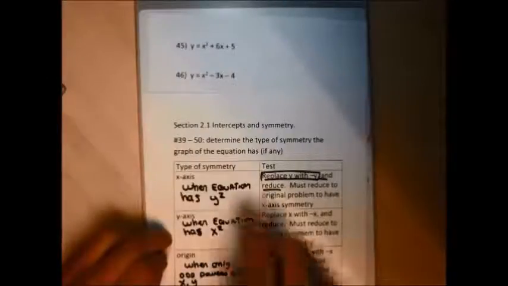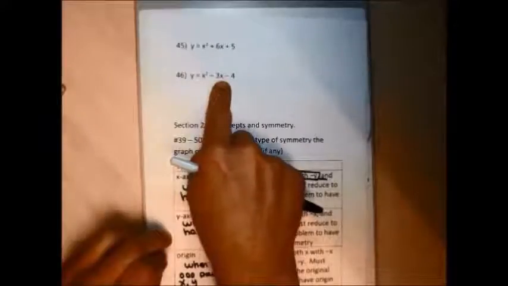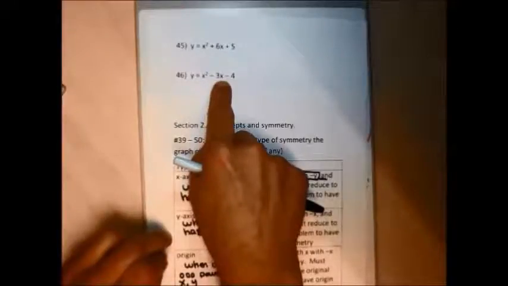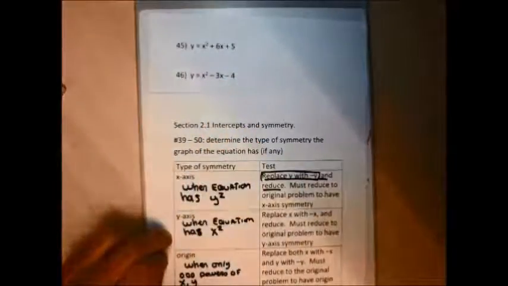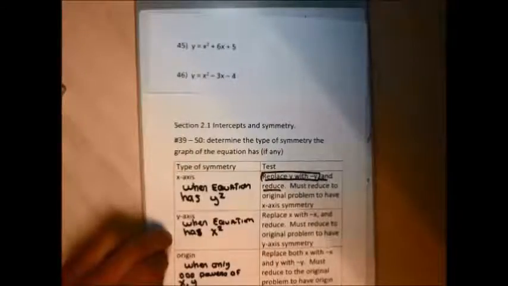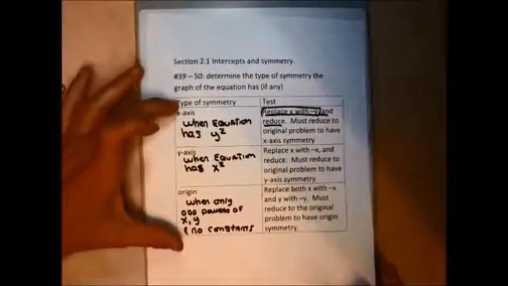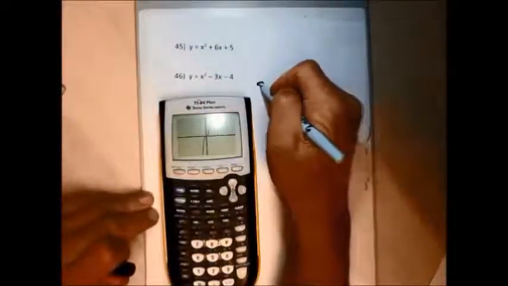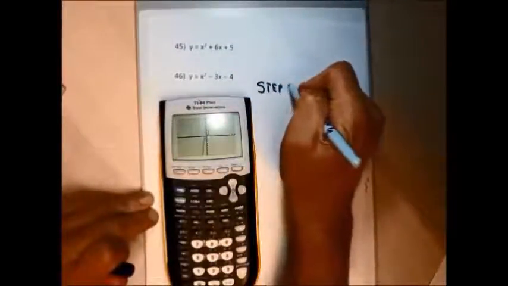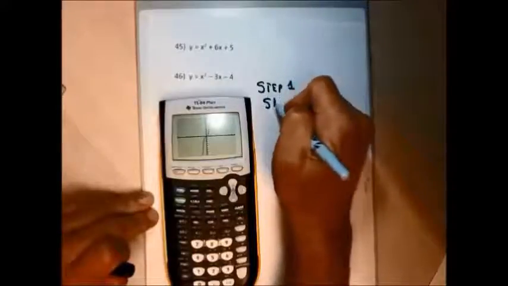And it has both even and odd powers of x. I don't think it's going to have origin symmetry. I think when I graph this, it isn't going to have any of the 3 symmetries. And if it doesn't have any of the 3 symmetries, there's no algebra to show which symmetry it has. I'll just say it doesn't have any of the symmetries. So let me go ahead and sketch a graph. That's step 1 on these. So step 1, sketch a graph so I can make a guess.